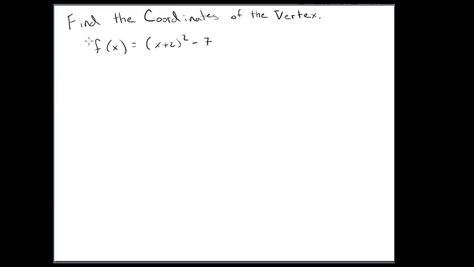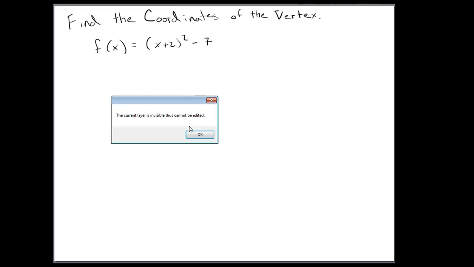So if I have an equation like this, f of x is equal to (x plus 2) quantity squared, minus 7, I can find the coordinates of the vertex by looking first.